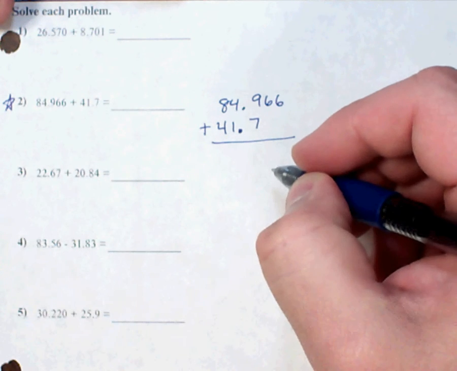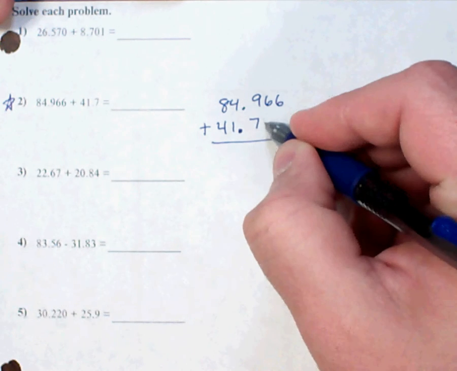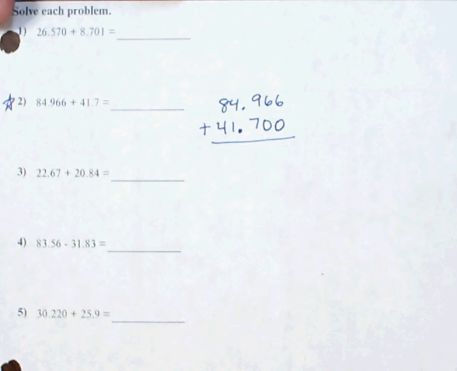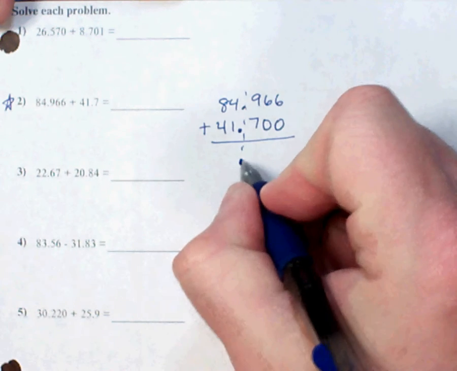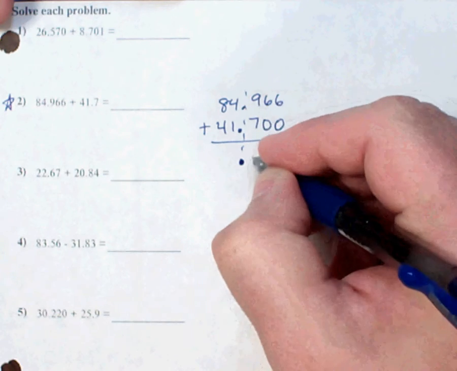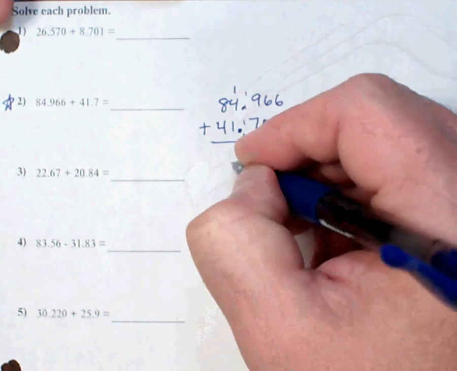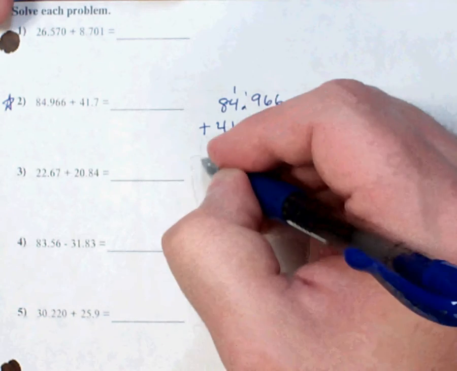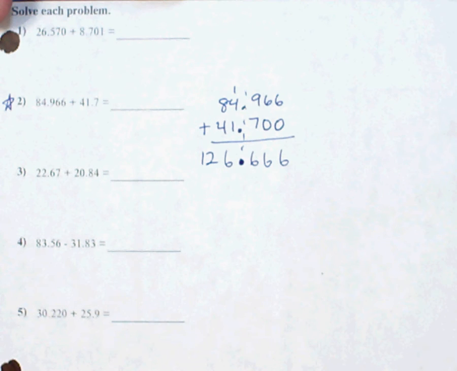Now, when we're adding, it doesn't make that much of a difference if we have the zeros in there, but it really can cause problems when we're subtracting. So I'm going to go ahead and get in the habit of writing extra zeros in if I need it. And then once I have it set up and my decimals are lined up, I can start the computation part. So 6 plus 0 is 6, 6 plus 0 is 6, 9 plus 7 is 16, carry my 1, 1 plus 4 plus 1 is 6, and 8 plus 4 is 12. It's kind of a creepy looking number. I'm about to get 126 and 666 thousandths.